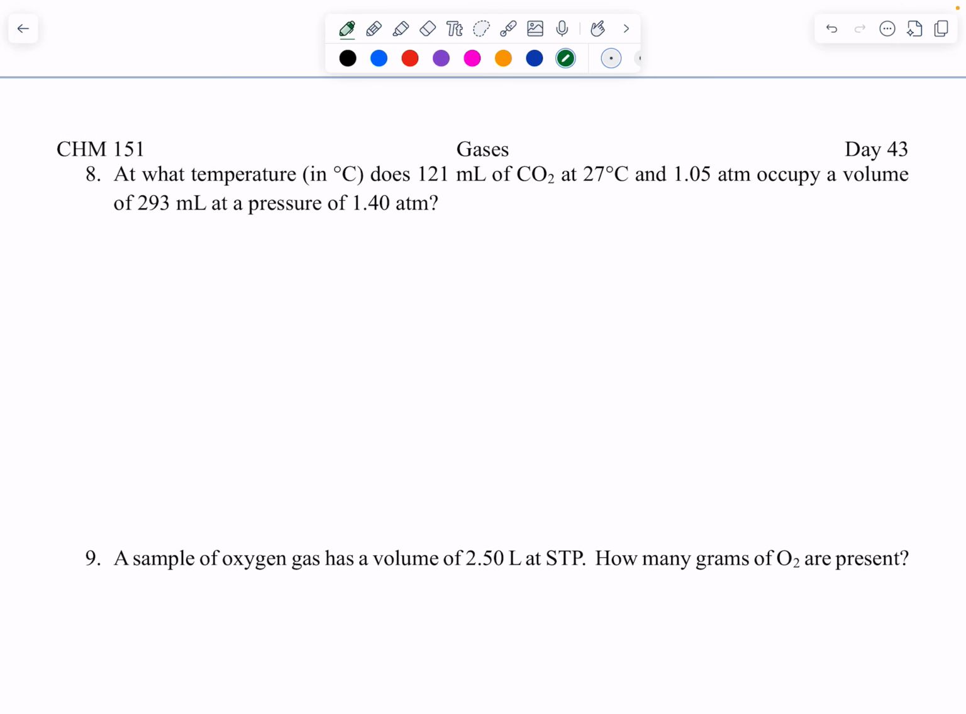All right, next one, 8. What temperature in degrees Celsius does 121 milliliters of carbon dioxide at 27 degrees Celsius and 1.05 atmosphere occupy a volume of 293 milliliters at a pressure of 1.4 atmosphere? Well, looks like we have the combined gas law here. So temperature, I have the question and temperature, and let's see, I have volume. Oh, there's my other temperature, 27. And another volume. And pressure.